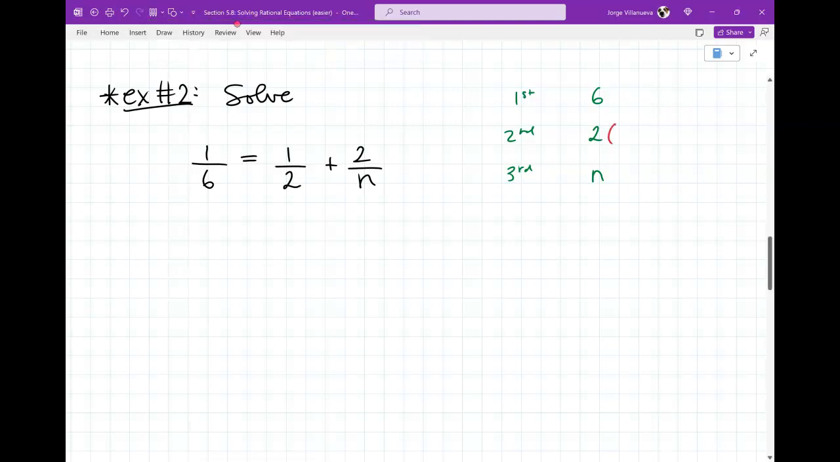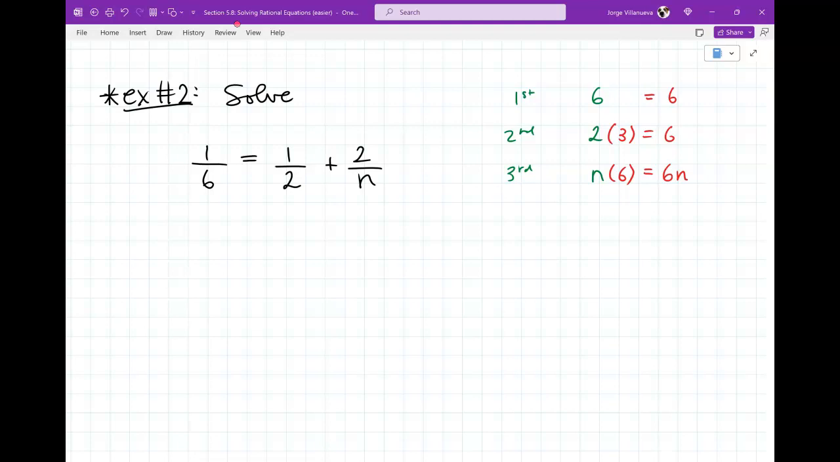Multiply by 3. Okay, I'm going to do that. Good, so now I have 6 on the next one. Can I make a 6 come out on the third fraction? By doing what? Multiply that one by 6. So I'm going to put 6 right there. Now, if I do that, this is what I have: 6, 6, 6n.